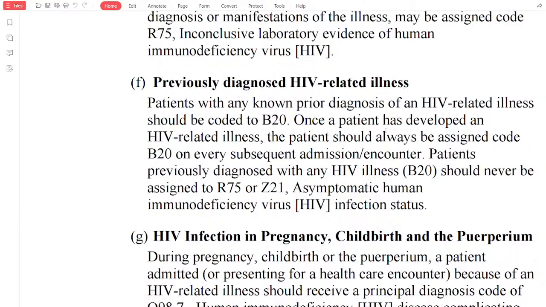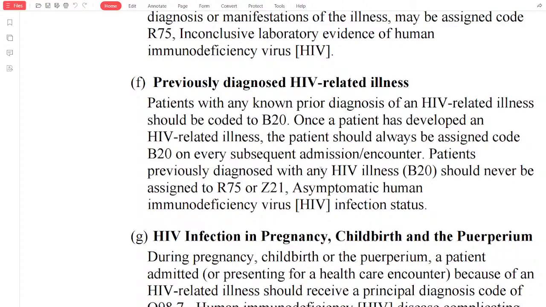Other case: previously diagnosed HIV related illness. The patient had previously diagnosed HIV. How to code? A patient with any prior diagnosis of an HIV related illness should be coded to B20. Once a patient has developed an HIV related illness, the patient should always be assigned code B20 on every subsequent admission or encounter. Clear? B20 should never be assigned alongside R75 or Z21. So if a patient had a previously diagnosed HIV related illness, you code B20.